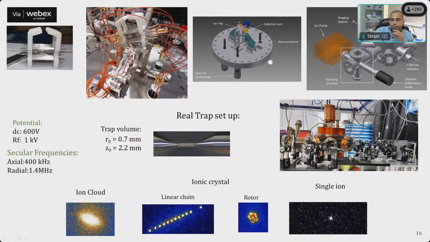Now, once you prepare your system, you can have your ion cloud, you can have a linear chain, you can have a rotor. So you can play with it, because you are applying both DC and RF fields, and by playing with DC and RF, you can prepare this kind of configuration of ions, depending on the kind of experiment you want to perform.